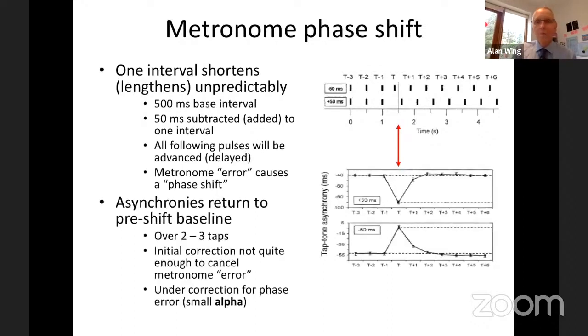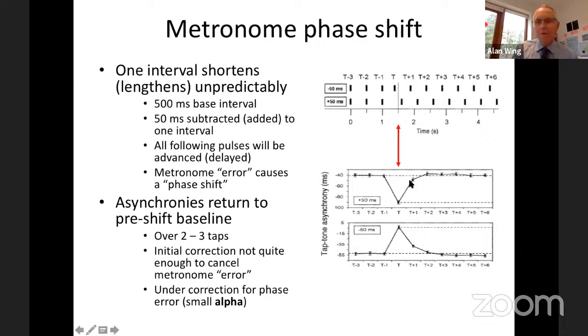This phase shift then produces a change in behavior. So when people are tapping with these metronome pulses, typically in these sort of experiments, people tend to lead the beat. So they've got a lead of 40 milliseconds until the phase shift occurs. The phase shift throws them either even earlier if it's a delay, or later if it's a phase advance. But then what we see is rapidly afterwards, the correction brings them back to the pre-phase shift asynchrony that was observed before the phase shift.